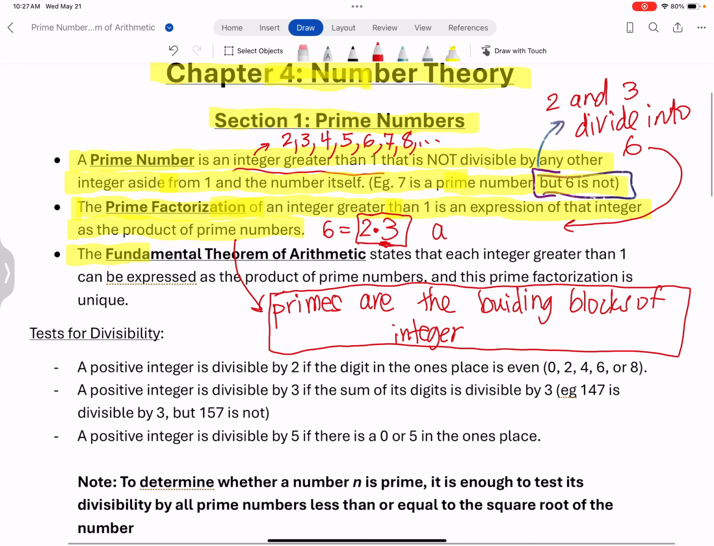If someone said to me, hey, can you find the prime factorization of 7? I would just say, 7 is prime, so it can't be broken down anymore. I guess technically the prime factorization of 7 is 7, because it is a basic building block.